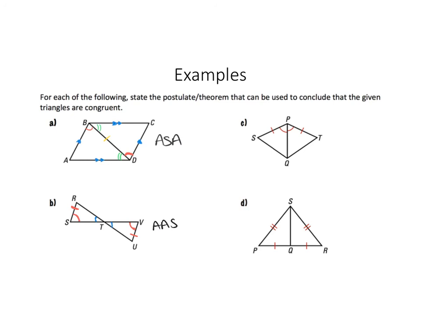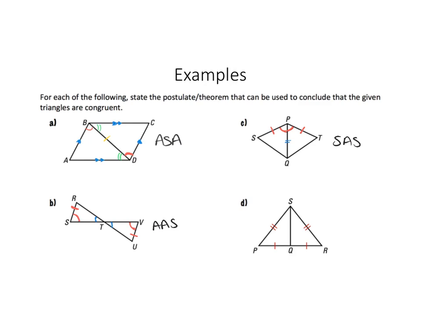In C, we're told that we have a matching pair of congruent sides, we have congruent angles, and then again, we know that this side is congruent to itself because of the reflexive property of congruence. So now we have two sides and the included angle, so that is SAS.